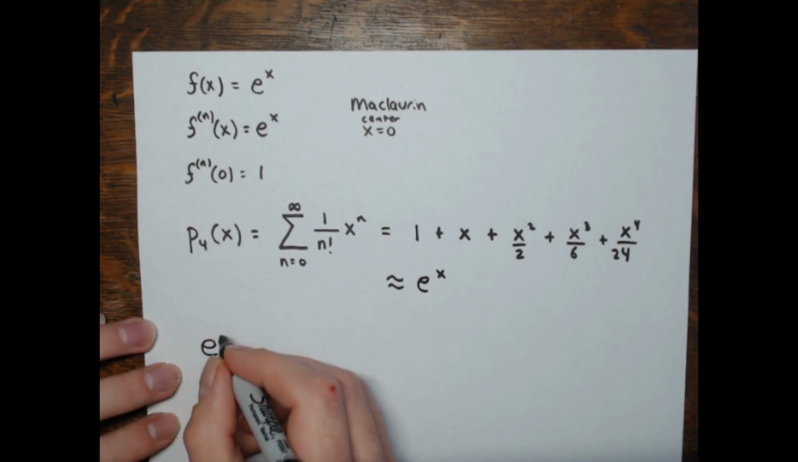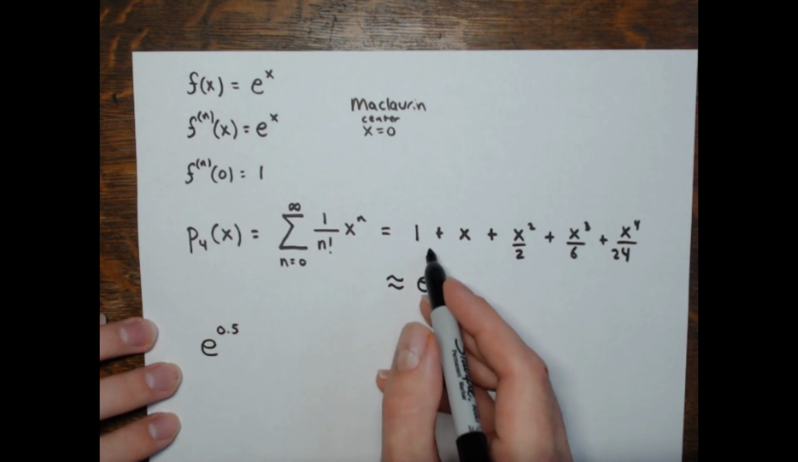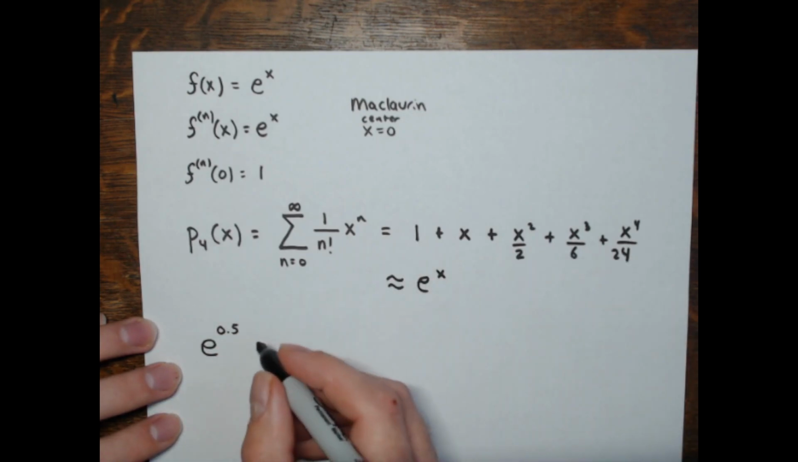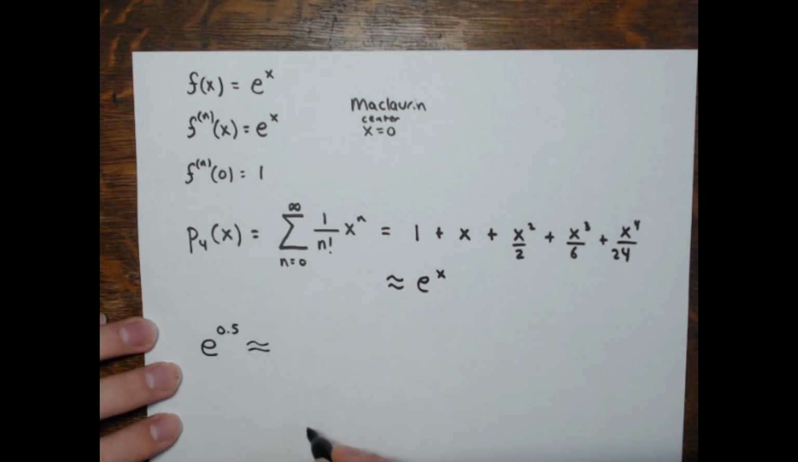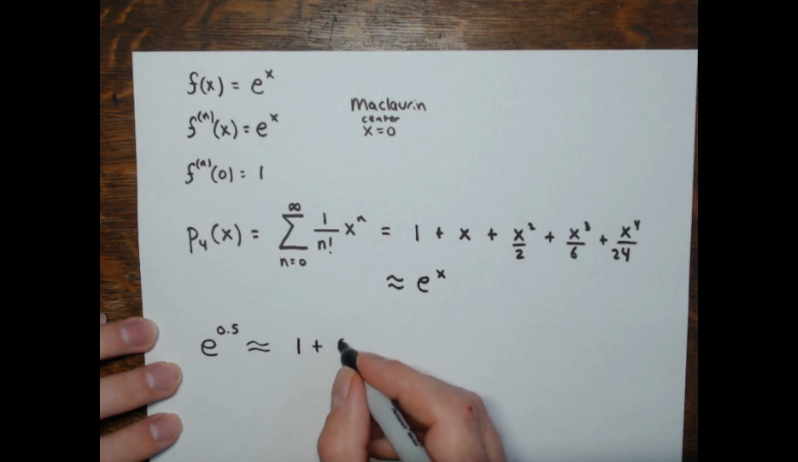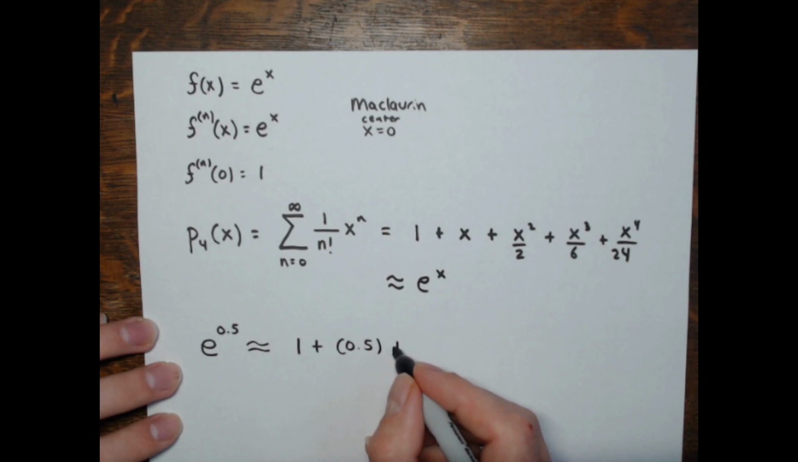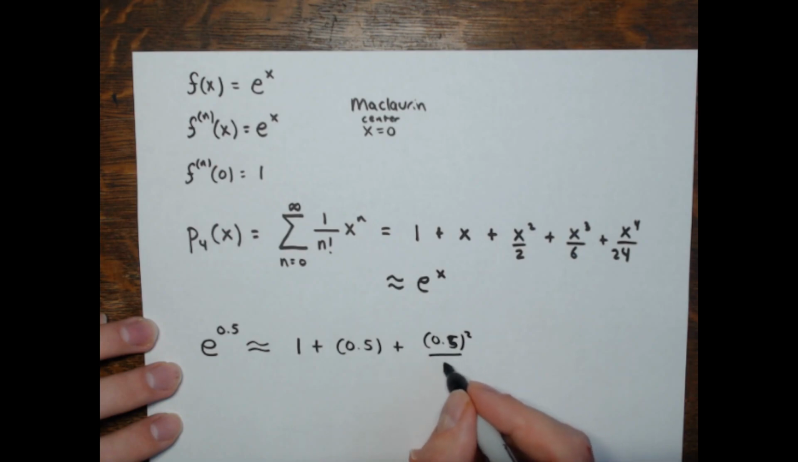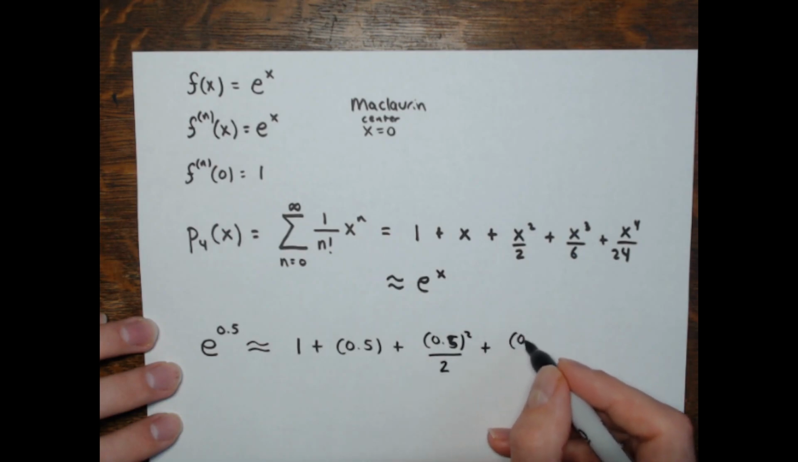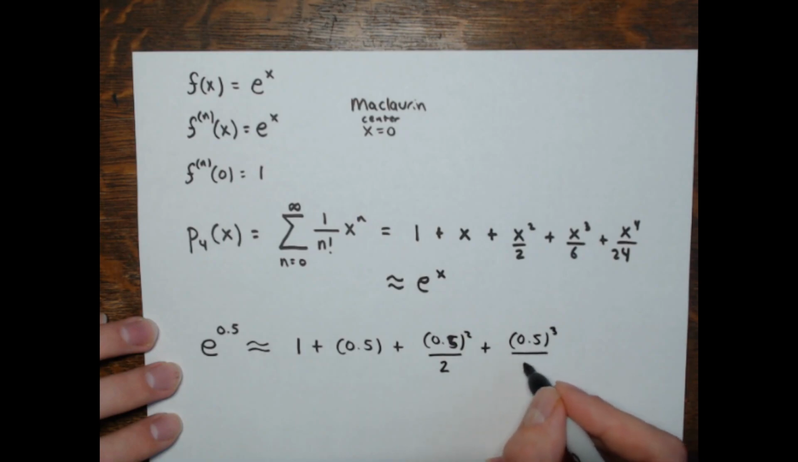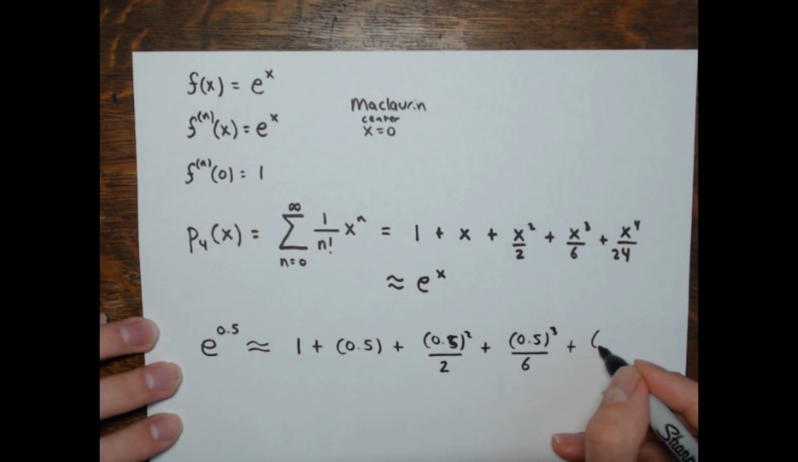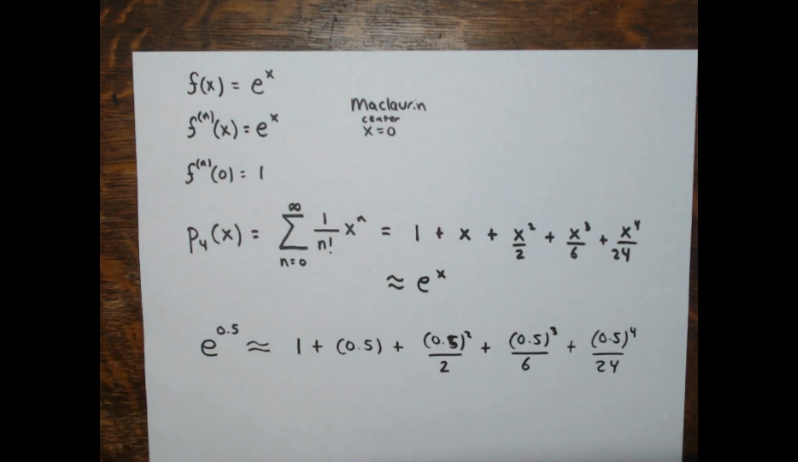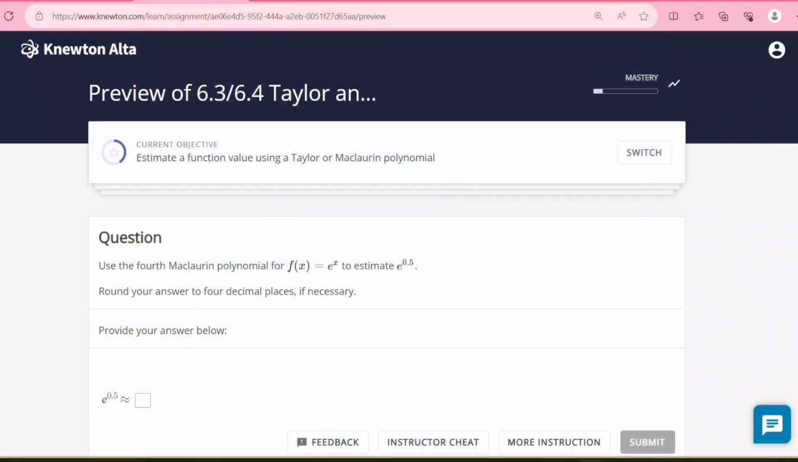So they want us to estimate e to the 0.5. So I'm going through and replacing all the x's with 0.5, right? So e to the 0.5 should be approximately 1 plus 0.5 plus 0.5 squared divided by 2 plus 0.5 cubed divided by 3 factorial, which is 6, plus 0.5 to the fourth over 4 factorial. And we have to figure out what this is. So again, I'm going to go to the Desmos calculator and do that.